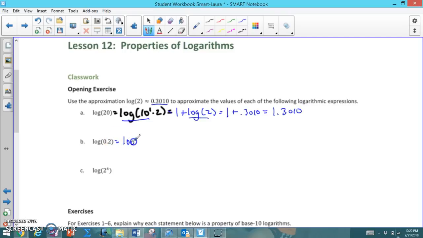So this would have been log of 10 to the negative 1 times 2. Same idea, except it's a negative 1 plus log of 2. When I added those, I got negative 0.6990.